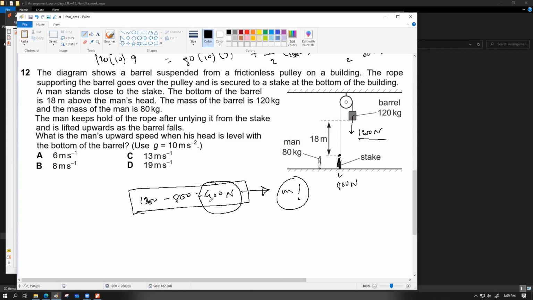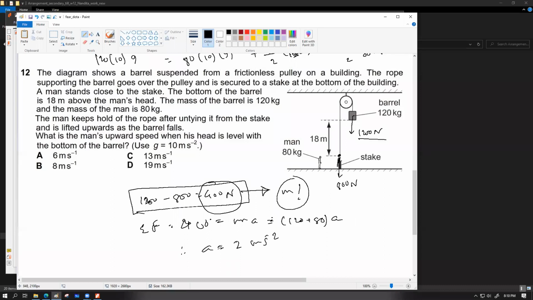So the total amount of mass that will be moving using this resultant force, which is 400 Newton, can be written as mass into acceleration, where the mass will be the total combined mass of both the person and the barrel, which is 120 plus 80, basically 200, multiplied by acceleration. এখান থেকে তোমার acceleration ভ্যালুটা আসবে 2 meter per second square.